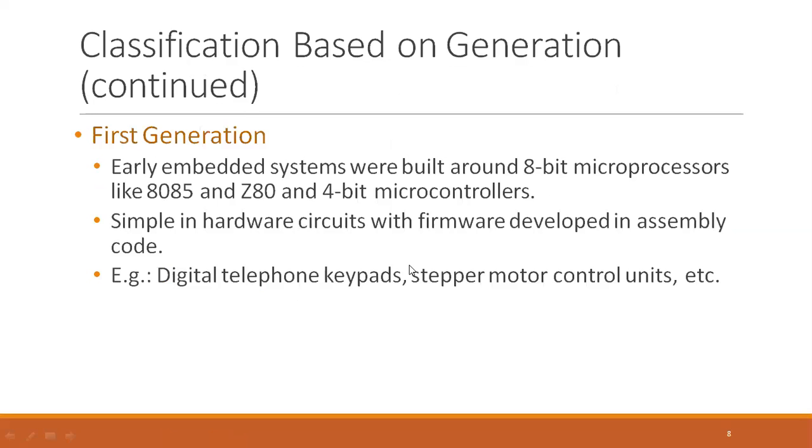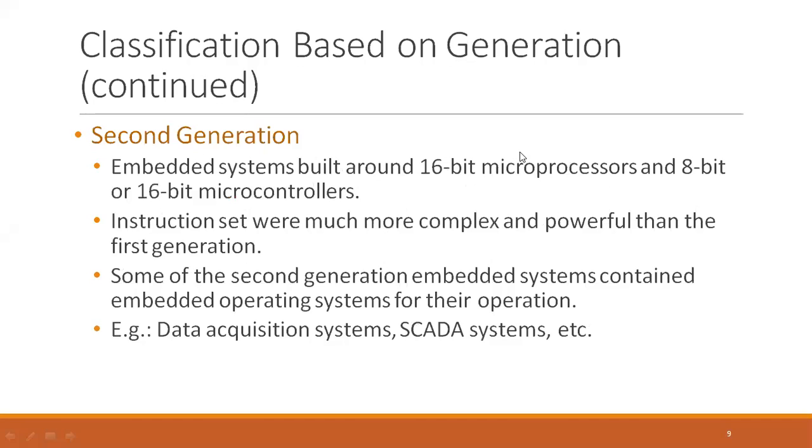What is the first generation? The classification based on the generation: early embedded systems were built around 8-bit microprocessors, right? They were built around 8-bit microprocessors, with simple hardware circuits and firmware written in assembly code, for example digital telephone keypads, stepper motor control units, and so on. It has an 8-bit microprocessor.